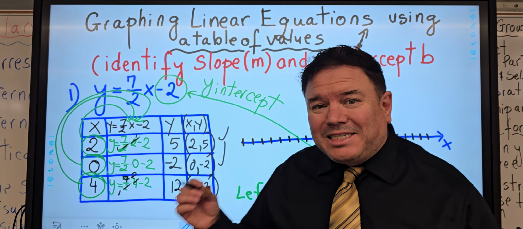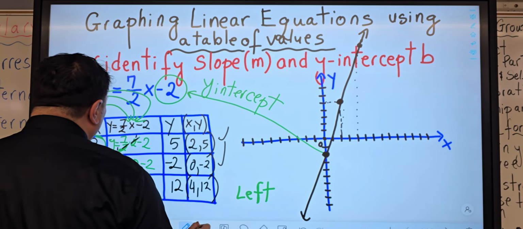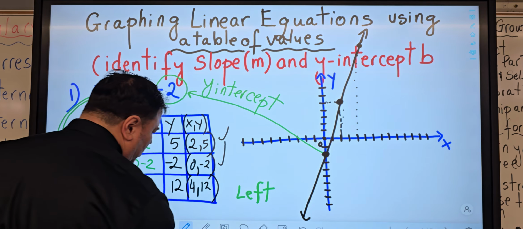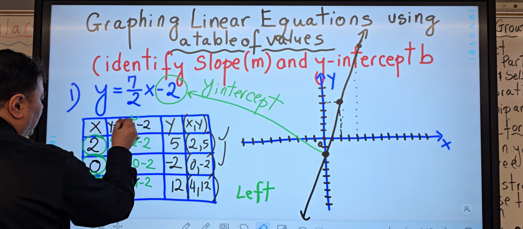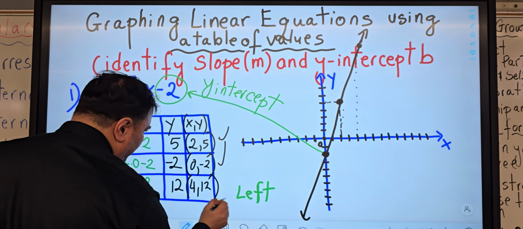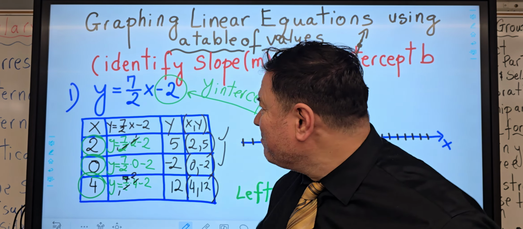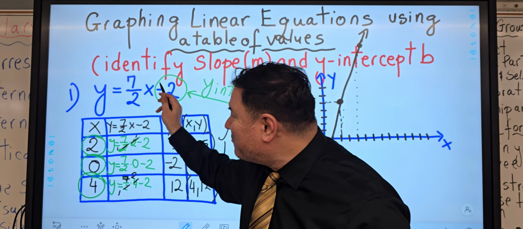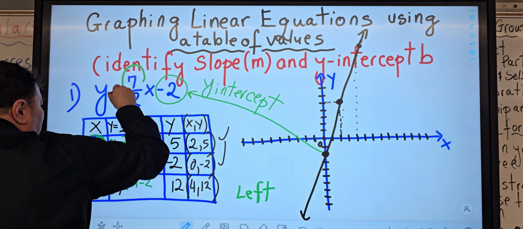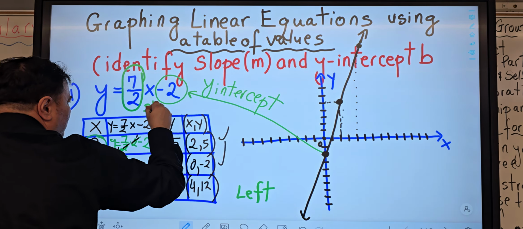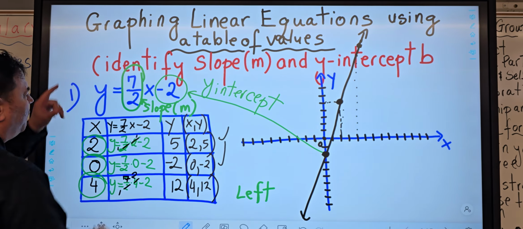And let's see if we can identify the slope just by looking at this equation. y equals 7/2 x minus 2. Remember, I've been telling you all along that the slope is the number or the fraction in front of x. So that fraction is actually 7/2. This represents our slope, or the m. The m or the slope is this, 7/2.